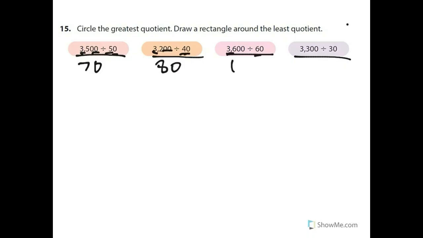36 divided by 6 is 6. 2 zeros minus 1 zero, 1 zero. 33 divided by 3 is 11. 2 zeros minus 1 zero, 1 zero. So, what is the greatest quotient? Yep. And what's the least quotient?